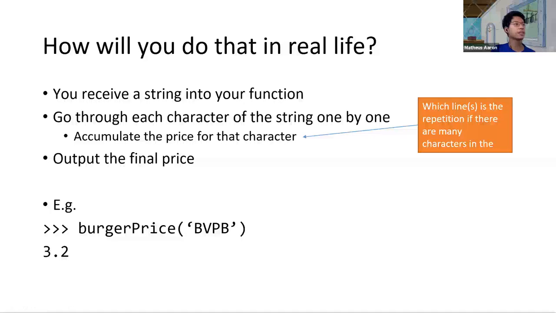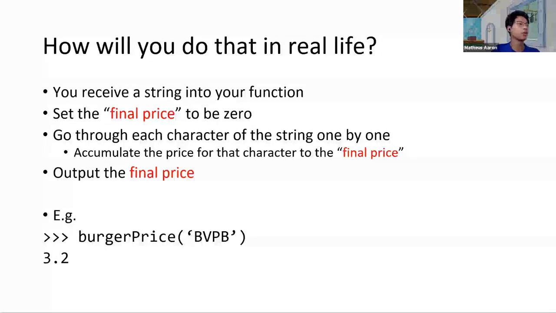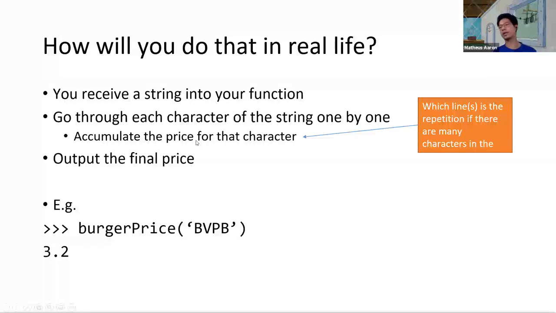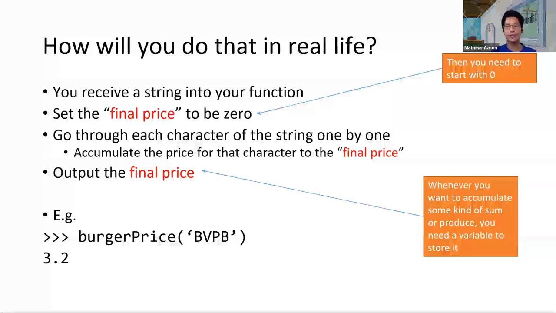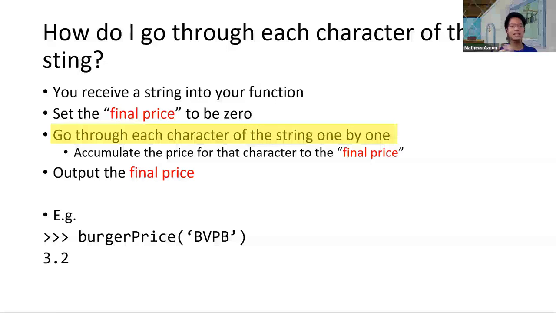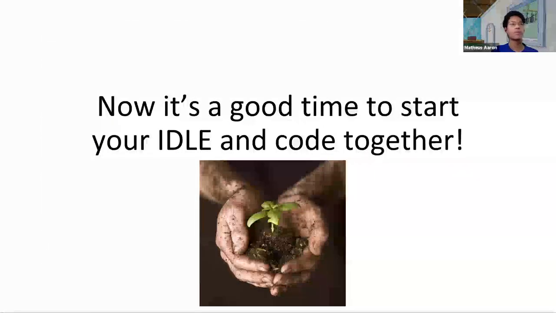So when you go through each character, you'll need to accumulate. That means there's going to be a for loop. Because you need to accumulate, you need a place to store all your prices. That means you need a variable, and you need to set the final price to zero. This variable stores your accumulation. You can imagine it like a basket or a bowl where you keep putting things into it. You start with zero, then you output the final price. That's how you come up with a step-by-step solution to a problem. Now it's a good time to start your IDLE and code together.